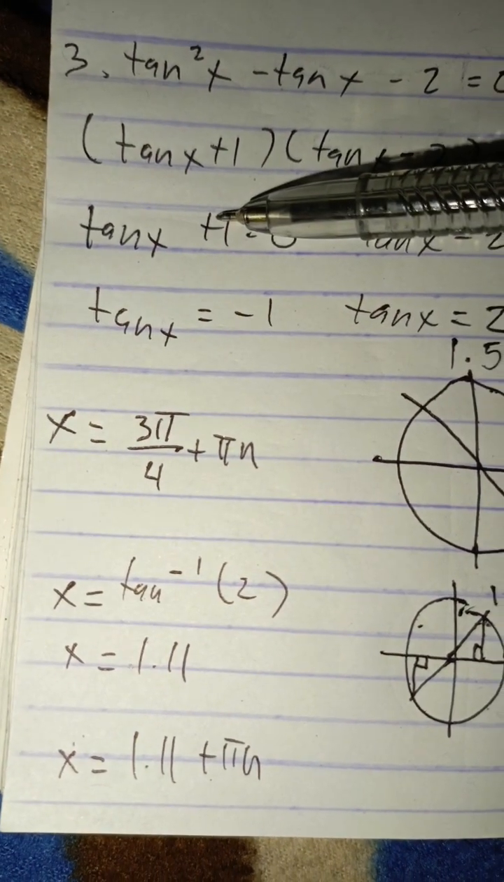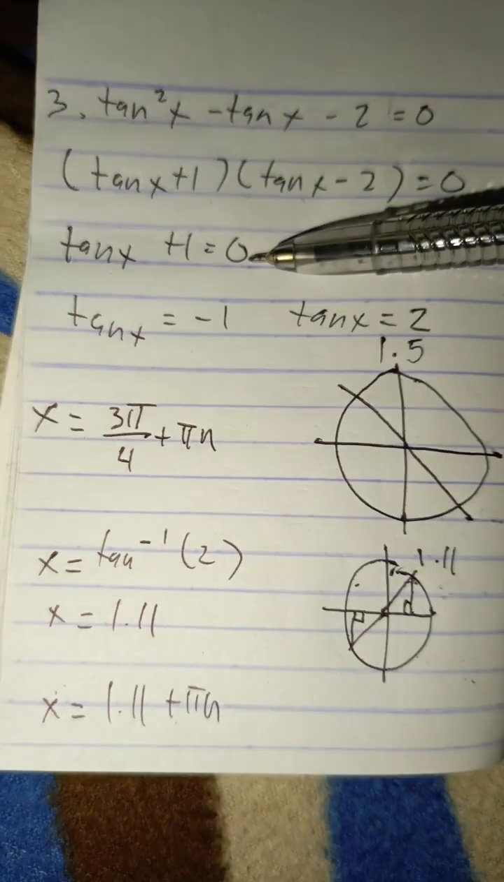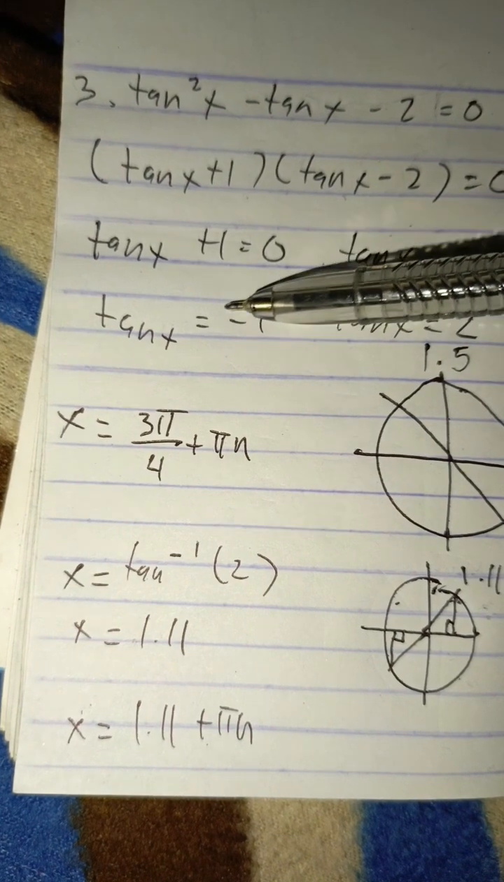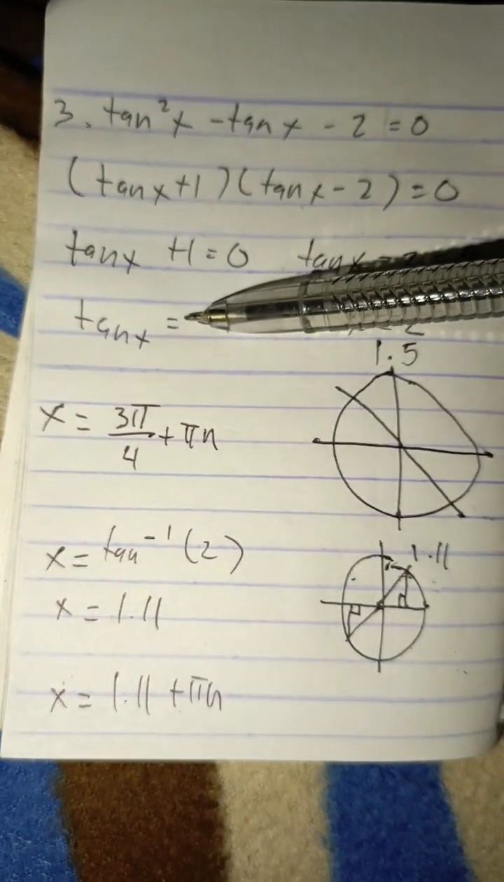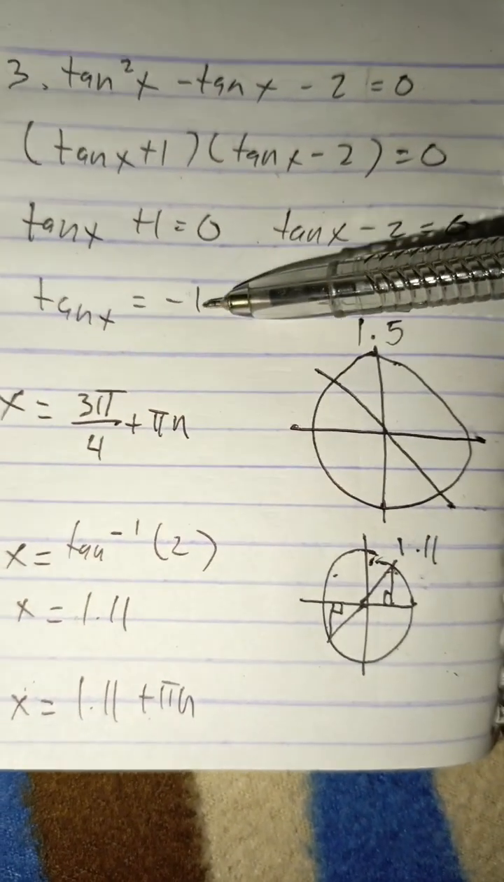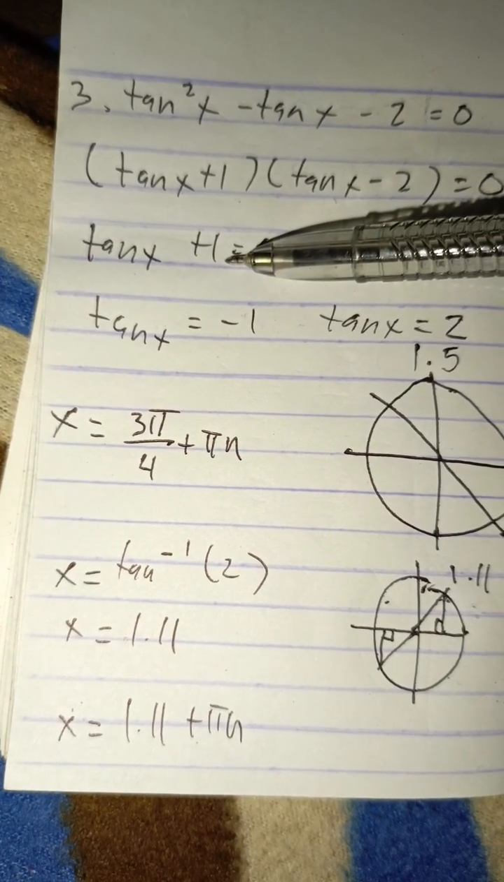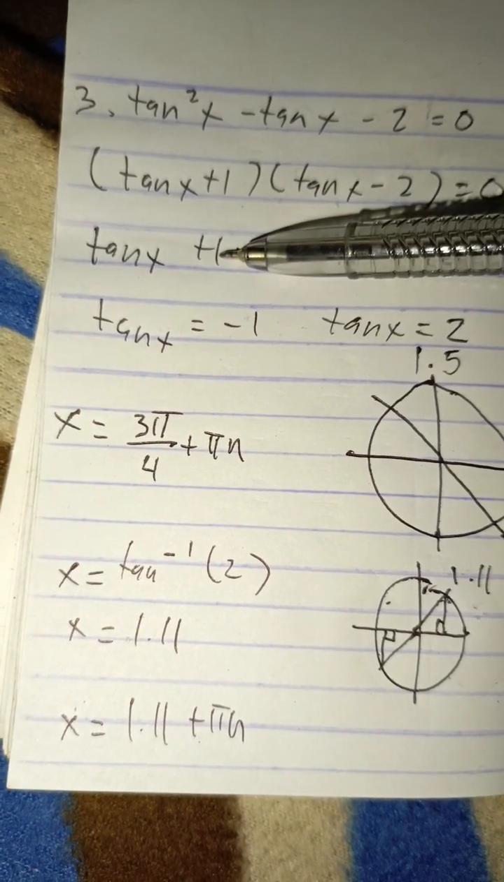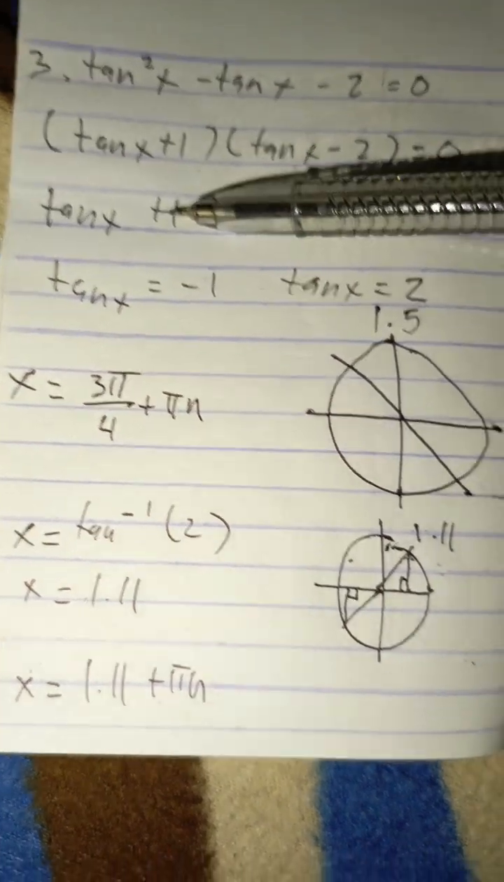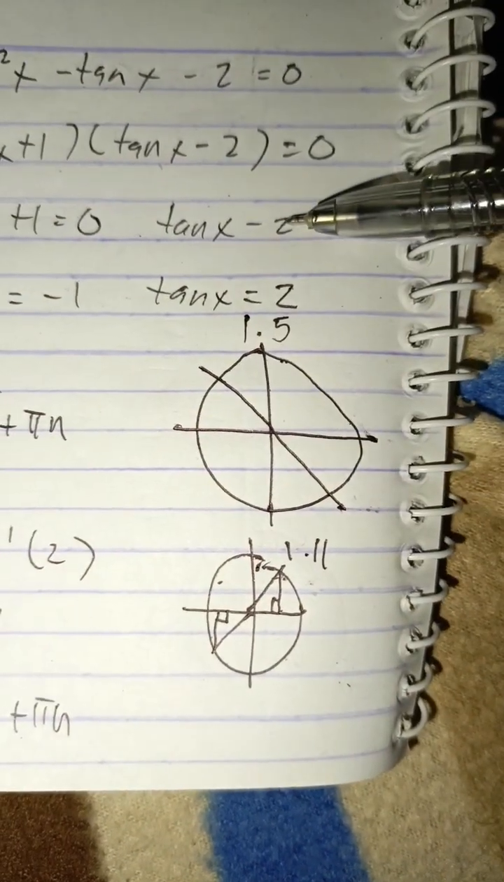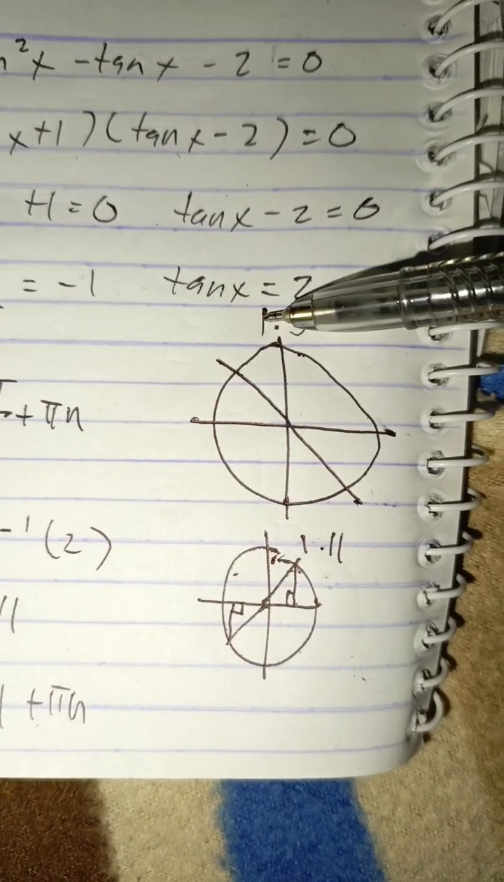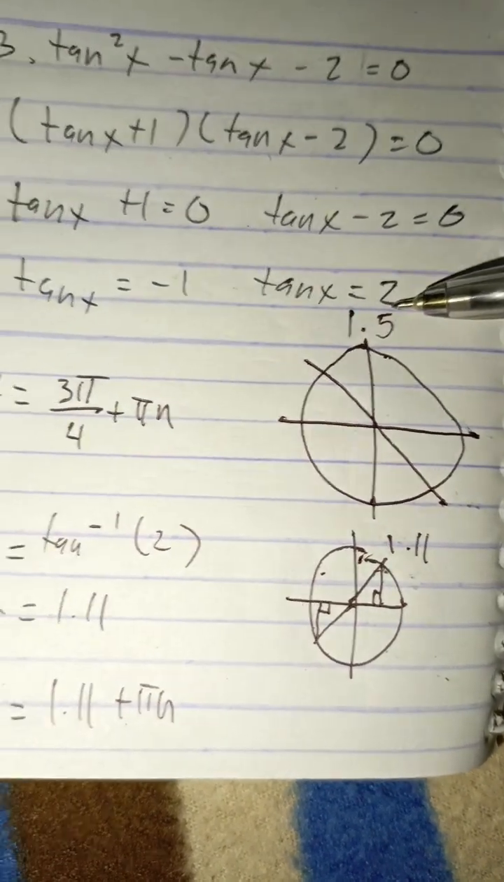Tangent x plus 1 is equal to 0. Now we're going to use the zero product property, which is tangent x is equal to negative 1. Just make the opposite sign for the value, which is negative 1, and tangent x minus 2 is equal to 0, which is tangent x is equal to 2.